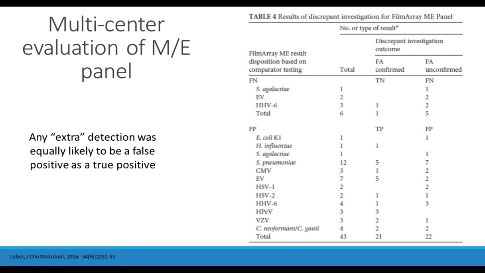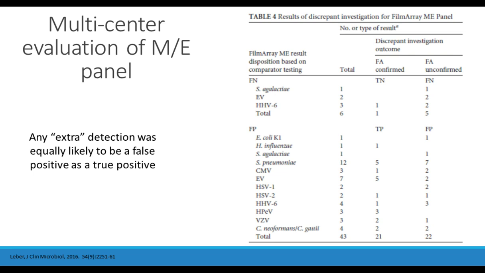So there were 43 times where the FilmArray panel picked up something that routine testing did not. There were only 6 instances where routine testing picked up something that was not picked up by FilmArray. In terms of the results, for the ones missed by FilmArray initially, after arbitration and discrepant investigation, most of those were truly false negatives, and that is a limitation to bear in mind for that testing.